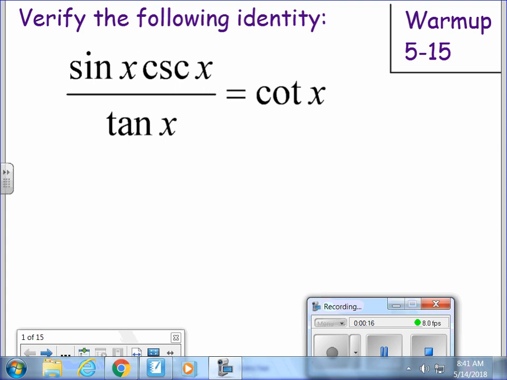We are going to start this video with a warm-up, so go ahead and jot it down and use that trig identity sheet to help you maybe verify this following identity. We can have the sub hit pause, and you all can work a few minutes, and then when you're ready, you can click play, and you can check your answers, okay? Hopefully you're having a happy Tuesday.